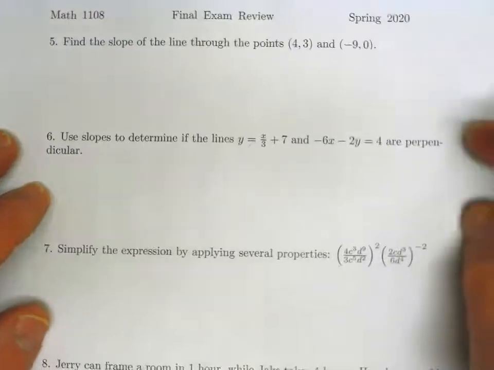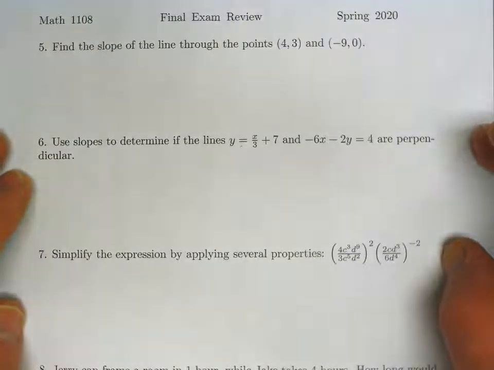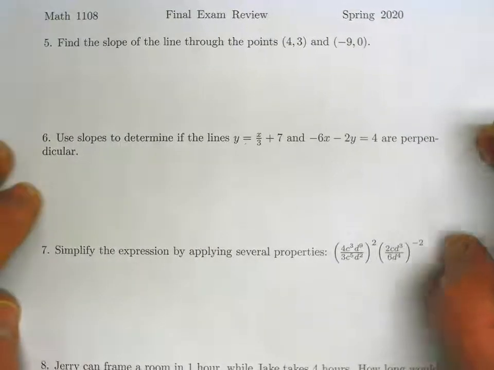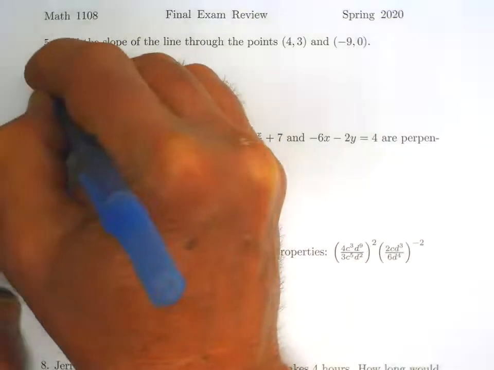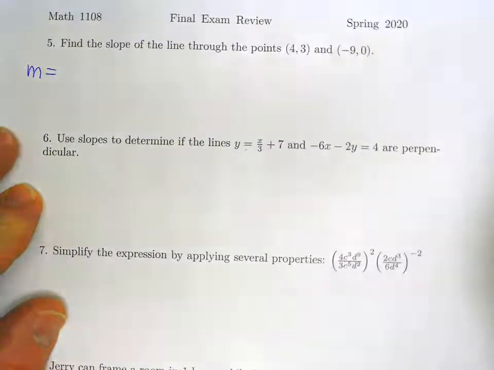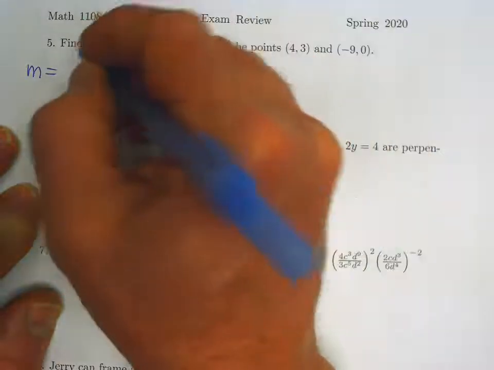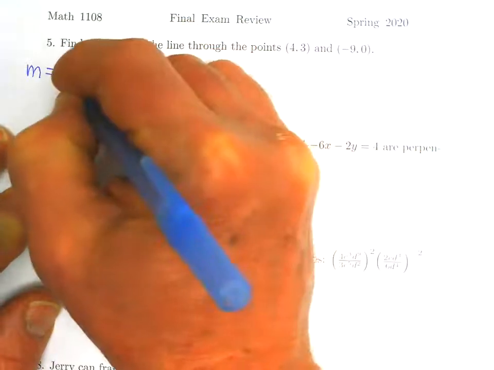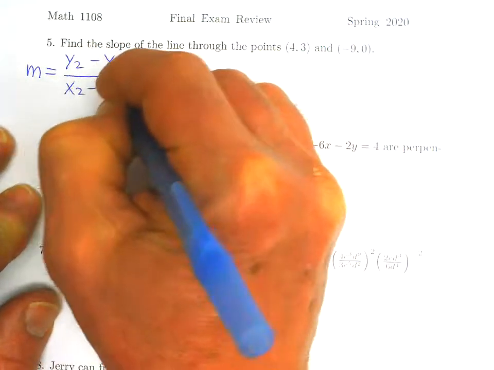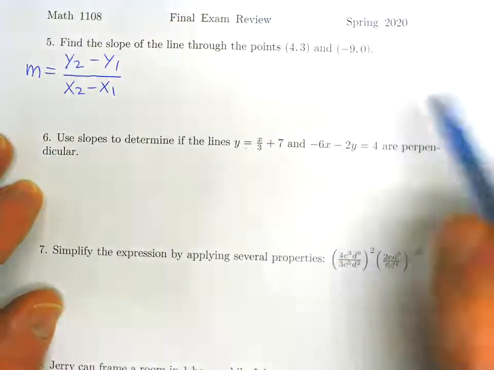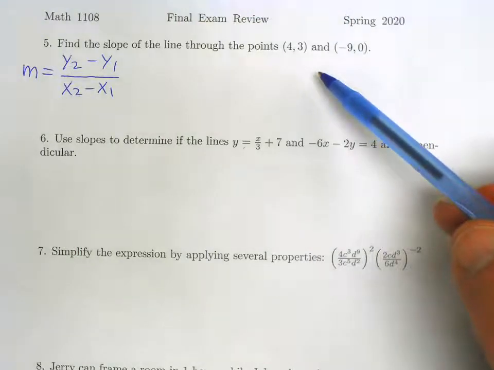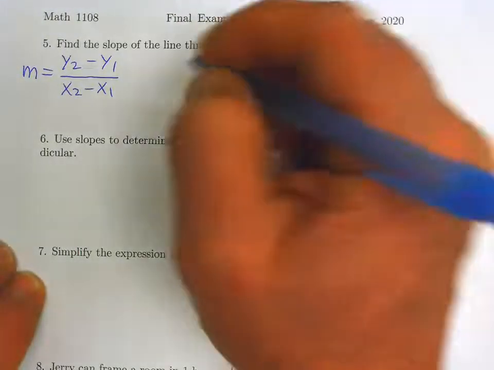Okay, on the next page, we find the slope of the line that passes through the points 4, 3, and negative 9, 0. The slope formula for the slope of a line that passes through the points x1, y1, and x2, y2, the slope m is equal to y2 minus y1 divided by x2 minus x1. You can pick one or the other to be the x1, y1, and the other to be x2, y2. It doesn't matter which one you pick to be which.